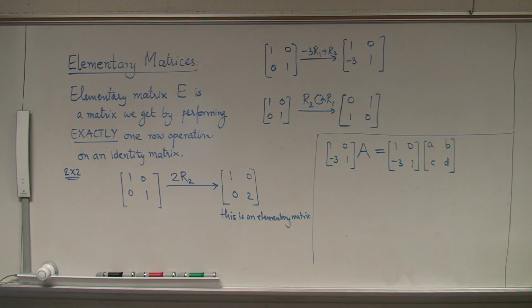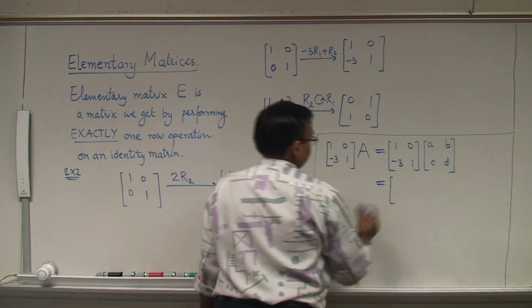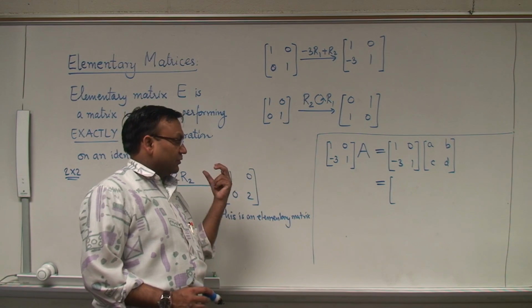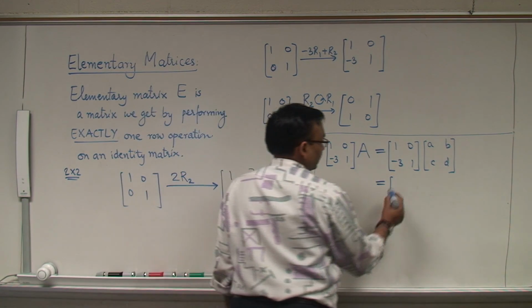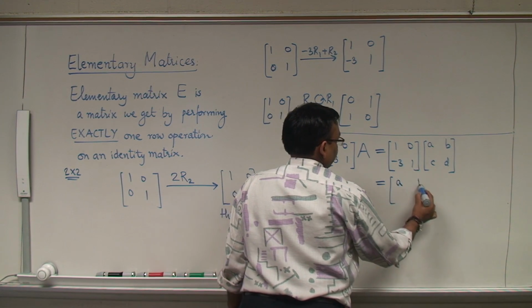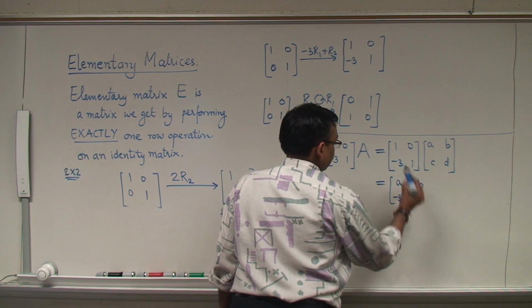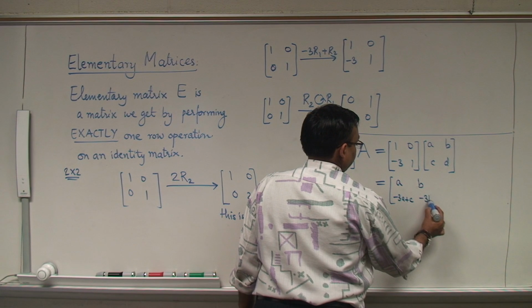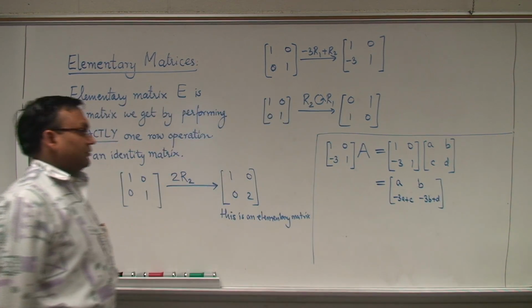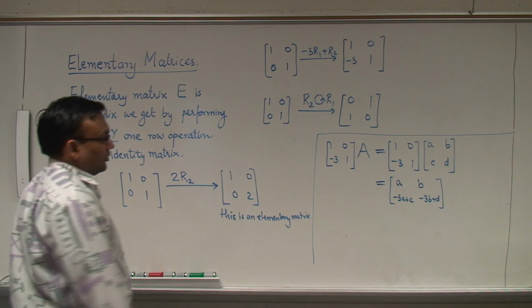Okay. If I perform this matrix multiplication, keep in mind, I have multiplied by my elementary matrix on the left of A. Let's see what happens. 1, 0 times A, C gives me A, this gives me B, this gives me minus 3A plus C, and this gives me minus 3B plus D. Okay, you will say, well, so what? Look at the matrix that we have got.